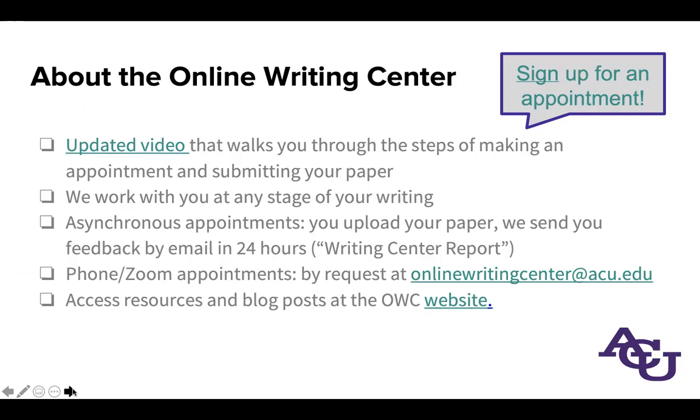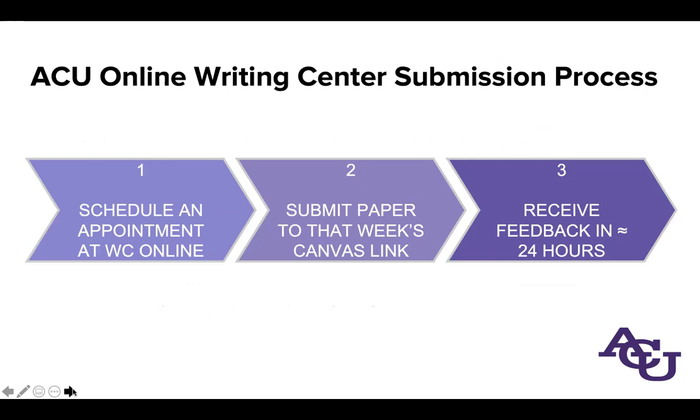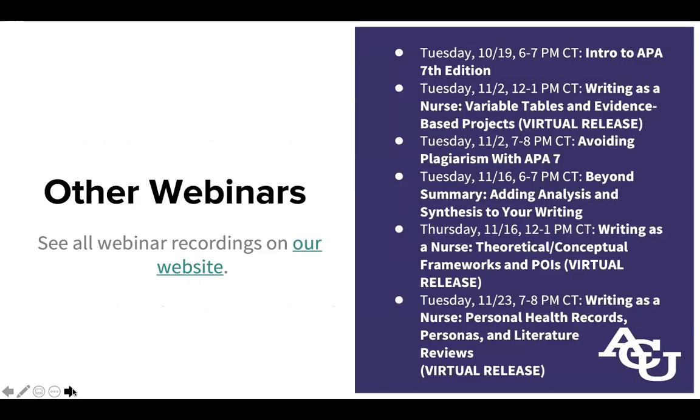We also offer phone or Zoom appointments if you have questions that you'd like to ask in real time or to be able to ask follow-up questions quickly, as well as templates, blog posts, and other resources on the Online Writing Center website. Students sign up through the ACU Online Writing Center's WC Online system. You don't have to create a new account for that. It now uses the single sign-on, so the same username and password as the regular system. There's a link in the previous slide, and you can also get it through my.acu.edu or through a link on the Writing Center website.